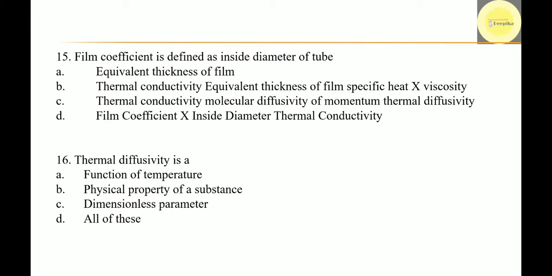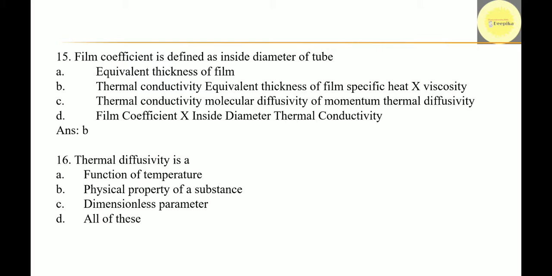Next question is, film coefficient is defined as, inside the diameter of a tube. Option A, equivalent thickness of a film. Option B, thermal conductivity, equivalent thickness of the film, specific heat multiplied by viscosity. Or option C, thermal conductivity, molecular diffusivity of momentum, thermal conductivity. Or option D is film coefficient into inside diameter, thermal conductivity. So the answer is B, that is thermal conductivity, equivalent thickness of a film, specific heat multiplied by viscosity.